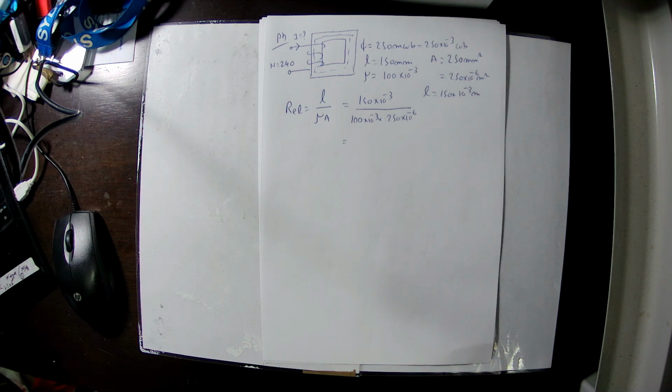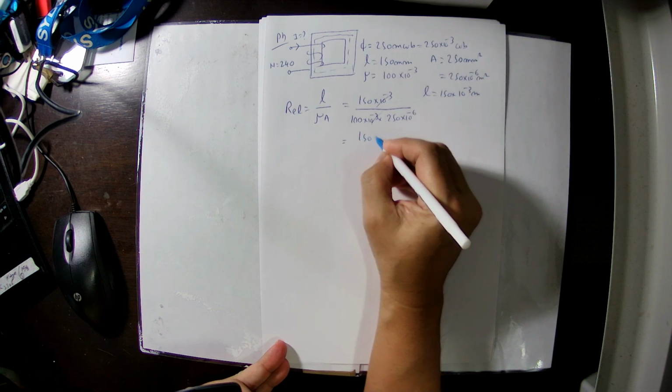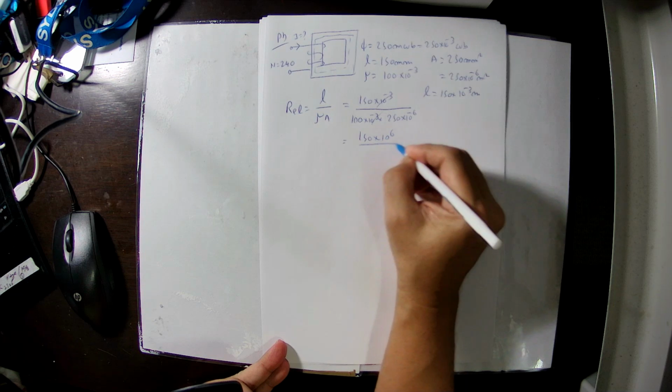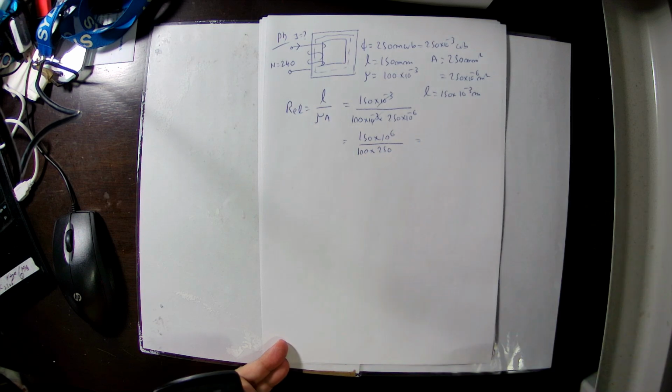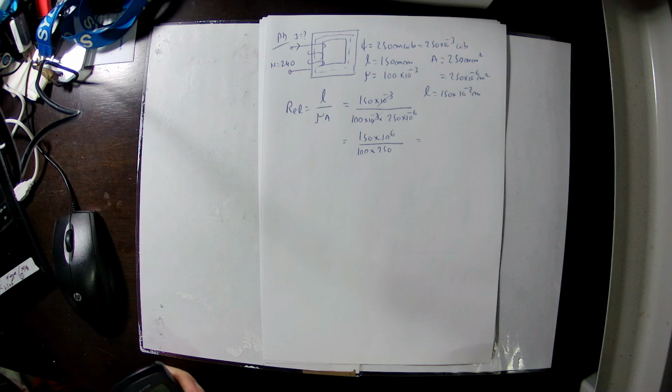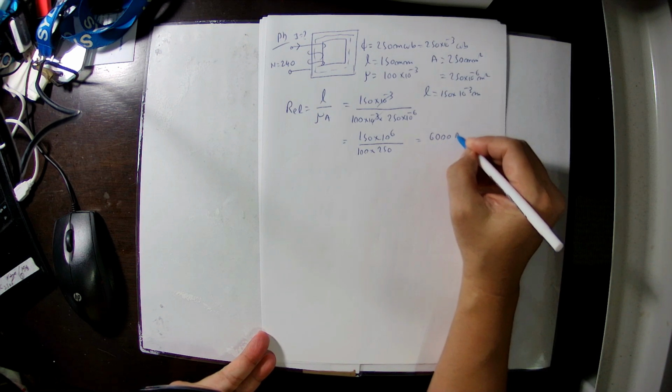So reluctance equals L by mu A. Here the 10 power minus 3 cancels, so 150 into 10 power 6 in the numerator, and the denominator is 100 multiplied by 250. Then we calculate 150 divided by 250 times 10 power 6 over 100, which is 6 ampere turns per weber.